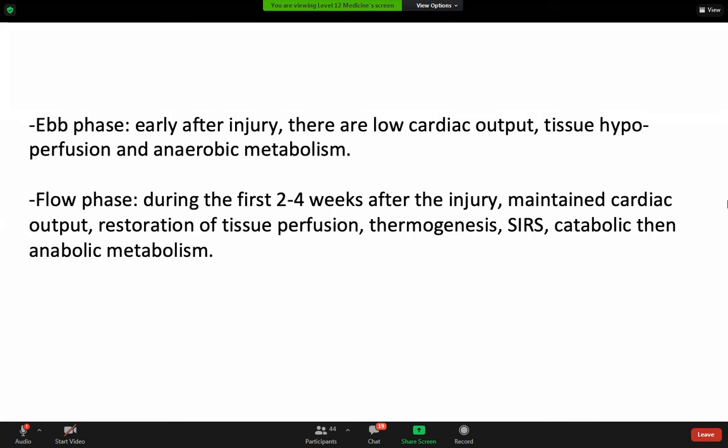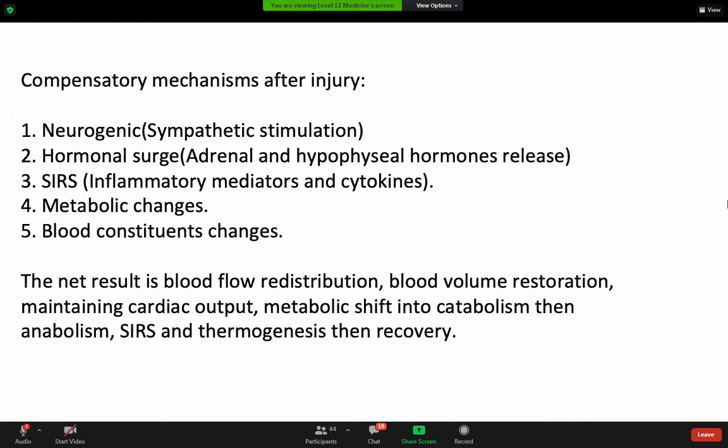In the first phase, early after injury, there are low cardiac output, tissue hypoperfusion, and anaerobic metabolism. Then the second phase, the flow phase, during the first, second to fourth week after the injury, has maintained cardiac output, restoration of the tissue perfusion, and catabolic, then anabolic metabolism started.